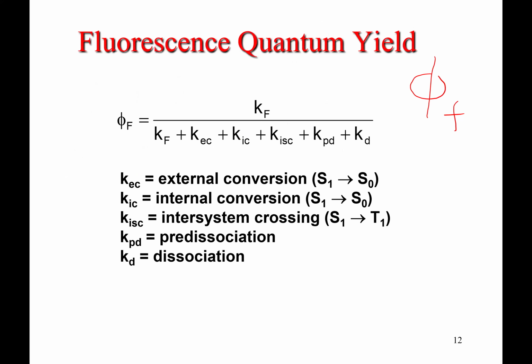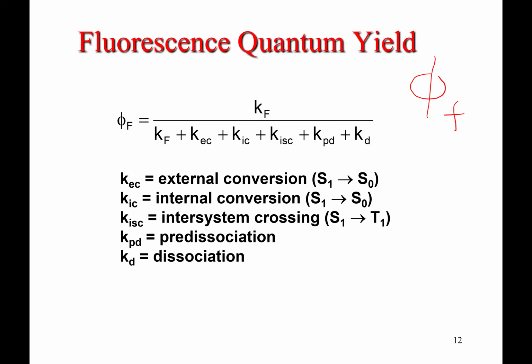Okay. All right. What does it consist of? We've talked about this. If you think about it, the molecules in the excited state, some of them can change spin. If it's a molecule, sometimes you can break it up, right? So that's what this is all about. It is made up of k sub F, the rate constant for fluorescence, and then you have k sub EC, the external conversion.